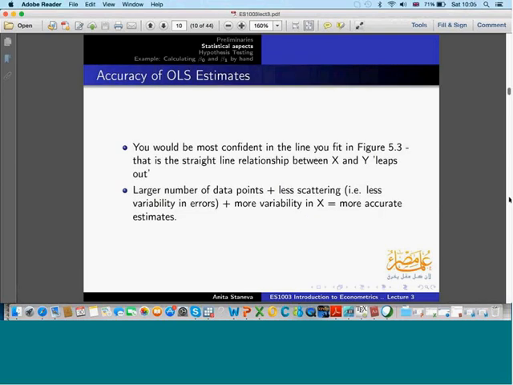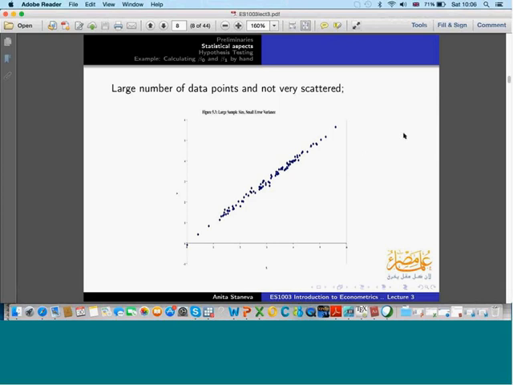This leads us to summarize: these figures illustrate the three main factors that affect the accuracy of the ordinary least square estimates and the uncertainty that surrounds our knowledge of what the variance of beta really is. So the first, we can say that having more data points improves the accuracy of the estimation, and this can be seen by comparing figure 5.1 and figure 5.3. What I highlight here, we have a large number of data points and they are less scattered.